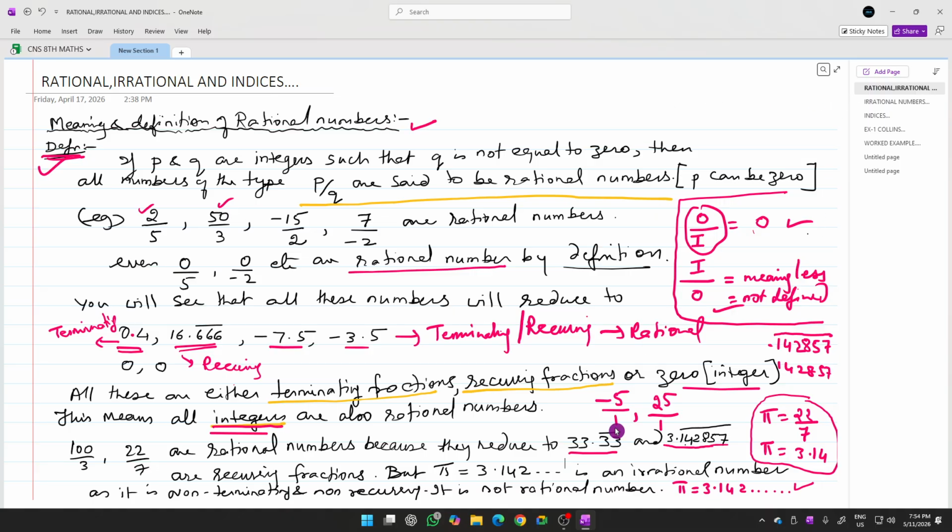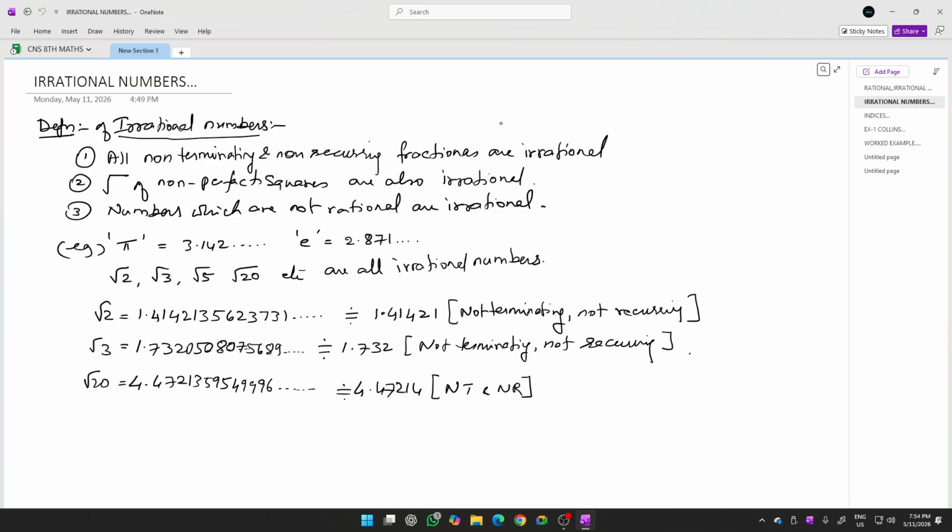Okay. Now this is all about rational numbers. Now let us go to the next slide, and here it is saying the definition of irrational number. So now let us try to write down the definition of irrational number. Before you write the definition, one simple definition is this one: numbers which are not rational are irrational.